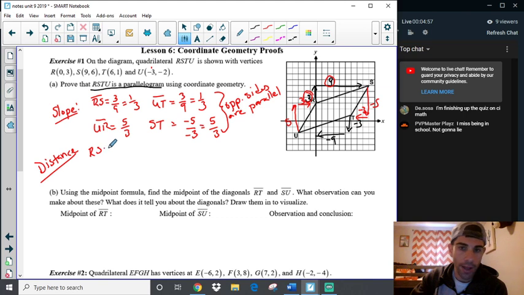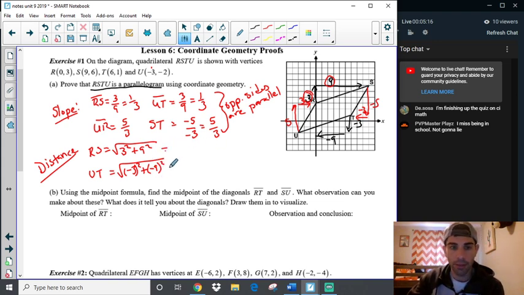So if I did RS, I could just use 3 squared plus 9 squared. UT were the same numbers. And again, if you were using your negative, it's always good habit to keep those in parentheses, because if you didn't, you're going to get a different answer. Okay, and then 3 squared plus 9 squared would be square root of 90.